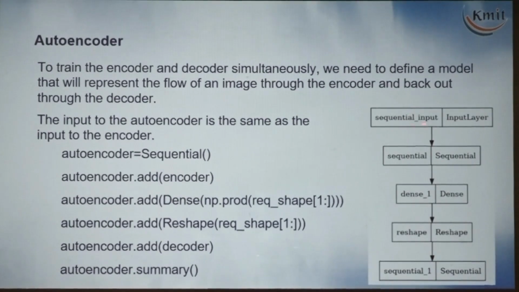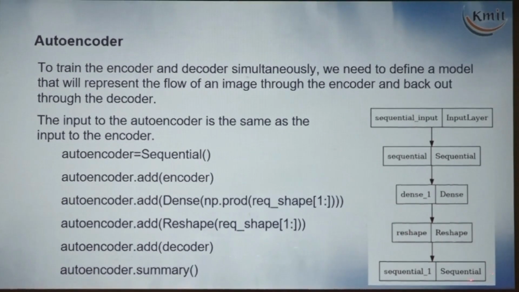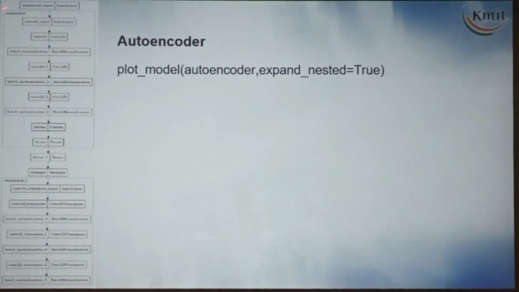See here, input image, sequential layer, and then dense, reshape, and sequential decoder. So this is how to plot the model. See, this is the encoder, this is the decoder, and in between there is the dense and reshape. I think it may not be visible, and we will share the slides so you will get it clearly, right? And you can use plot model also. Anyway, you will execute this program, I am giving you the link.